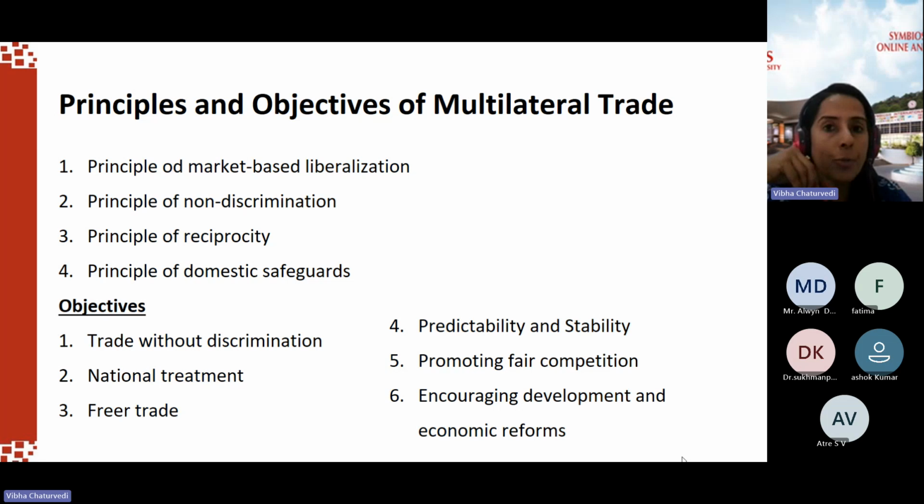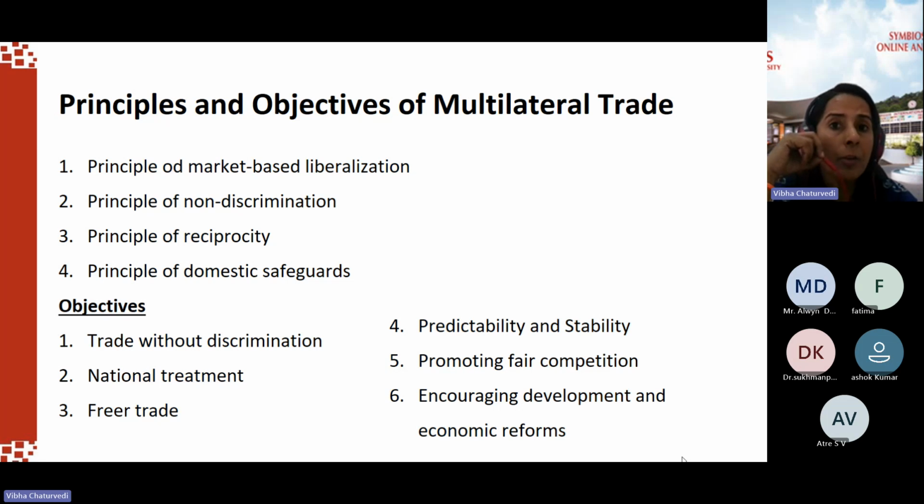National treatment, which means that when an import enters your country, you must treat it at par with the domestic goods and services, and the same kind of rules and regulations must apply to the domestic as well as to foreign goods and services. You can't have different rules apply, so the principle of national treatment comes in. You can't have a difference in the rules that apply to imports and the rules that apply to your own indigenous products.